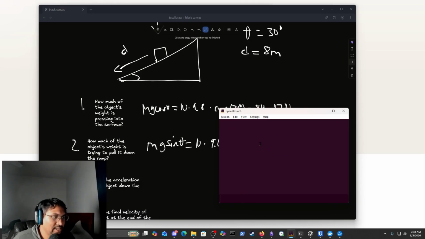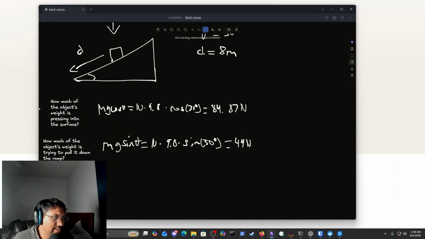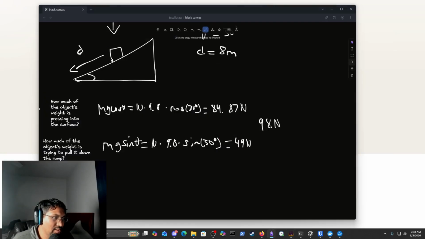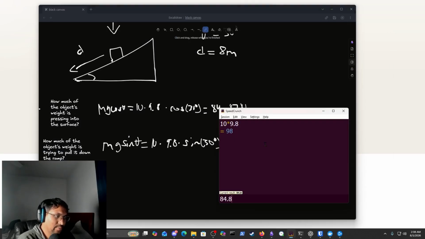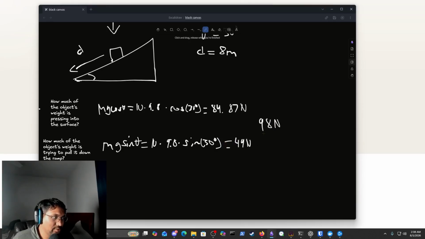49 newtons. Now we take these and do some vector addition to make sure that it makes sense. We know that the general weight of the mass should be 98 newtons, because it's 10 times 9.8 without any trigonometric functions. So the vector sum of these should be 98 newtons. Let's do 84.87 squared plus 49 squared, which is 9603. Then we square root that answer and get 97.909, which we can approximate to 98 newtons. So that all makes sense.